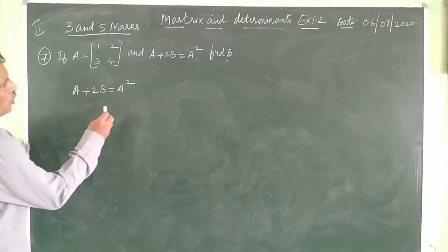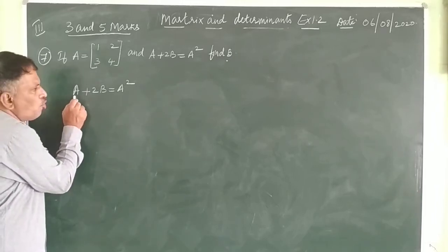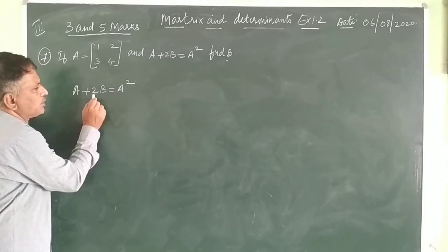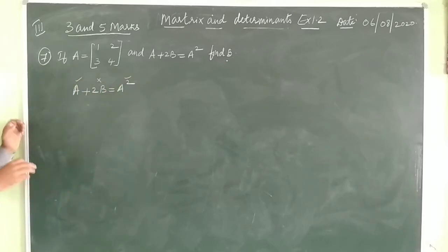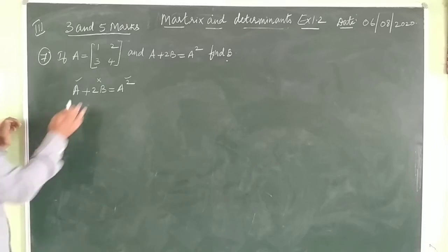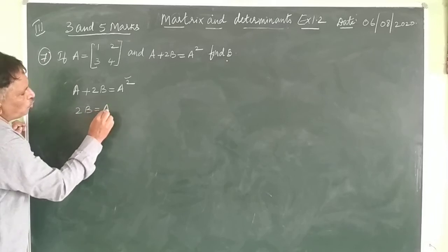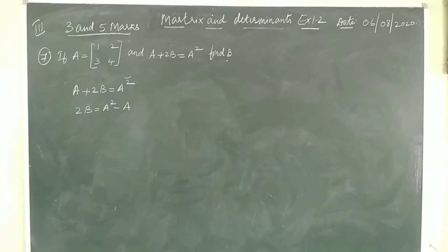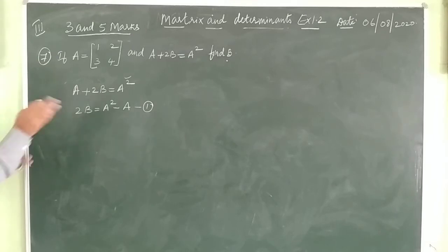That means what we have to find out? We have to find out B. That means matrix B is unknown. A matrix is known. If I know A, you can write A square also. A square is also a known matrix. That means this is the unknown matrix, and these two are known matrices. So write the known on one side and the unknown on the other side. Therefore, I can write 2B is equal to A square minus A. Let it be equation 1. Afterwards we will take out 2, then we will do it.